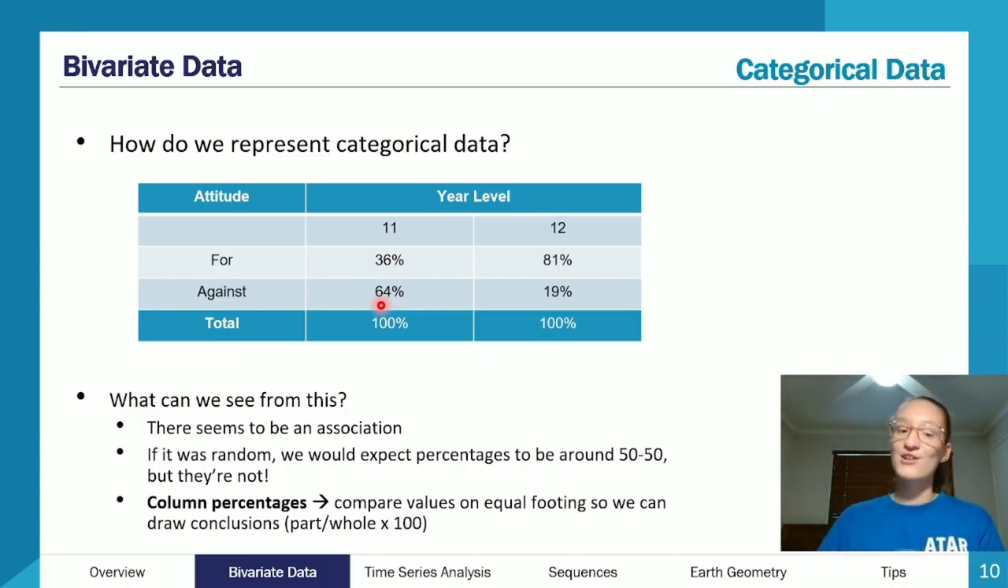Another connecting word you can use if you're asked to discuss a two-way frequency table is "whereas", so I'm pointing out that there's actually a difference here. In year 12s, we actually see the opposite thing. It would be more like 81% of year 12s are for phone use. So we can already start to see a really strong pattern emerging there.